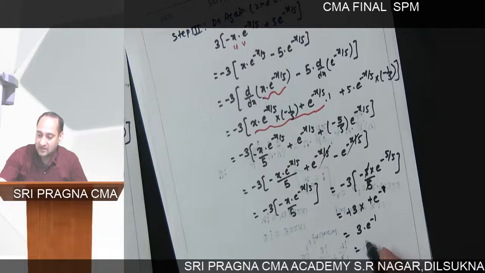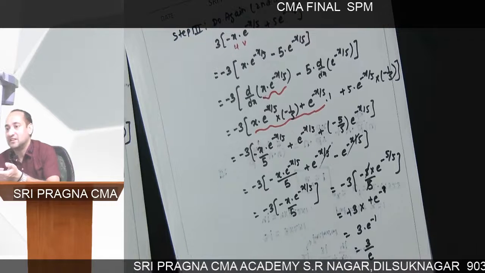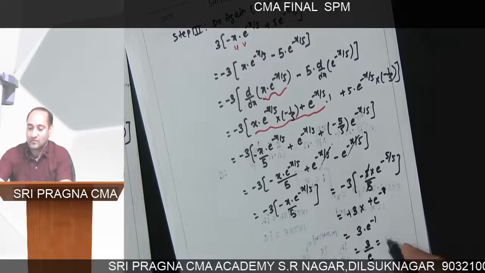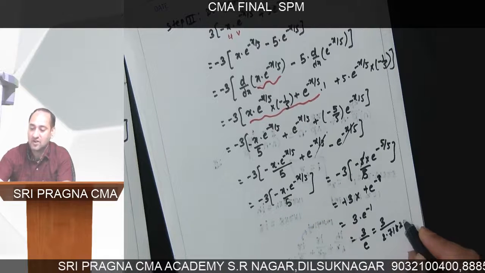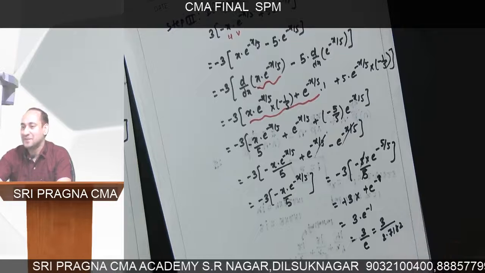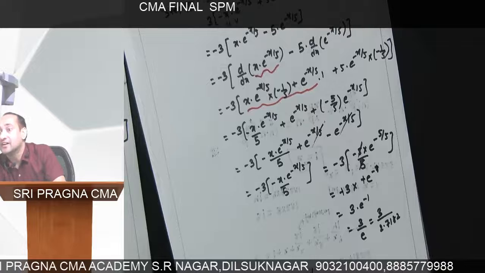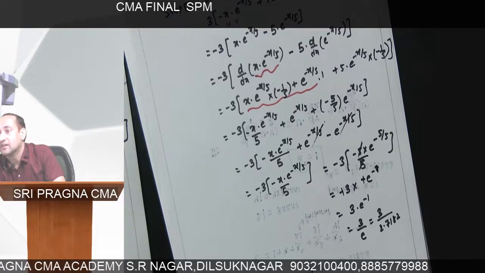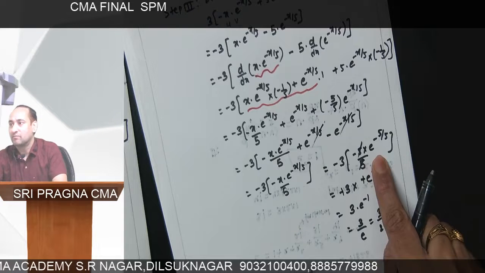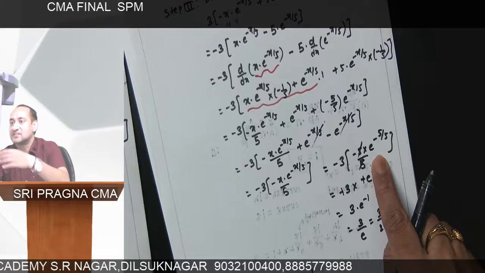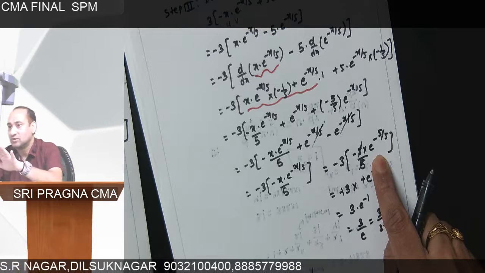So we are getting 3 by e, and you know the value of e very easily. 2.71828. Obviously this is a positive number, no need of doing any division. This is coming positive. Any doubt? Ask me. Have you stuck anywhere? Tell me, ask me. This one, this step. No doubt? No doubt?